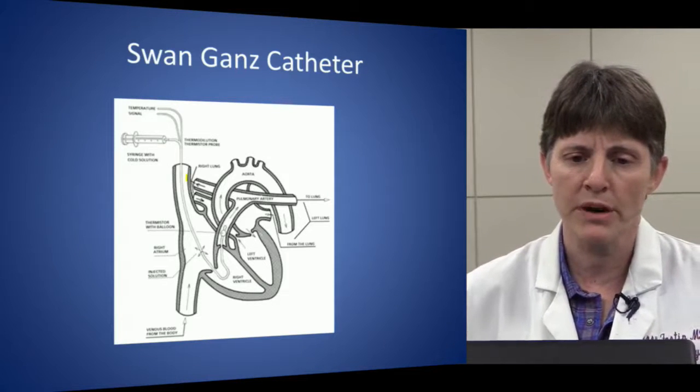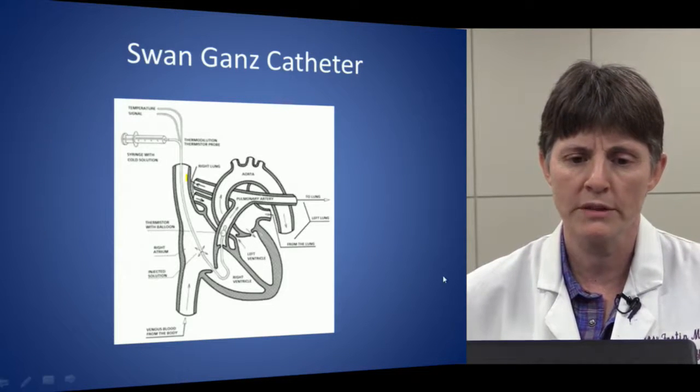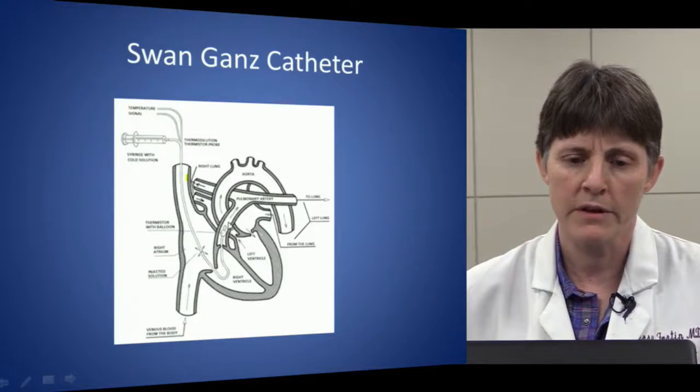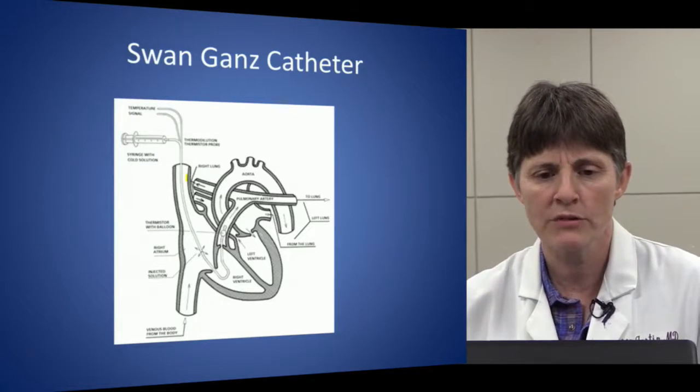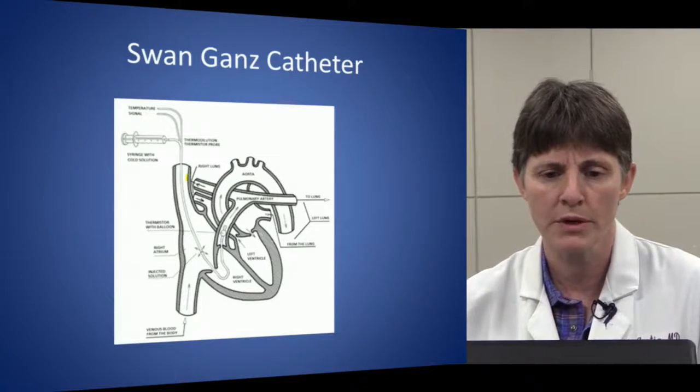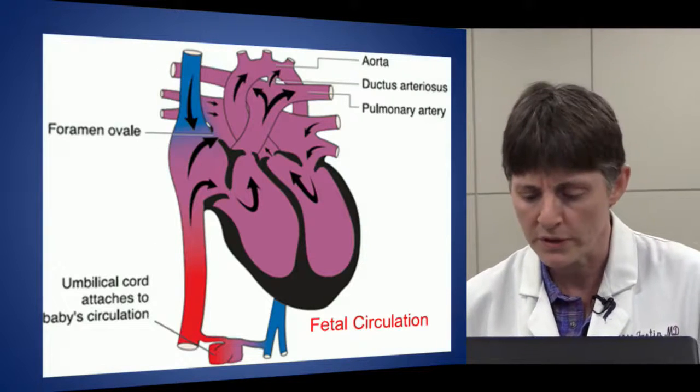There is a pressure transducer at the very end, and the balloon is behind that, and that's important to remember once we get to the wedge pressure. Swan-Ganz also has a thermometer port on here, and so that will be important as well.